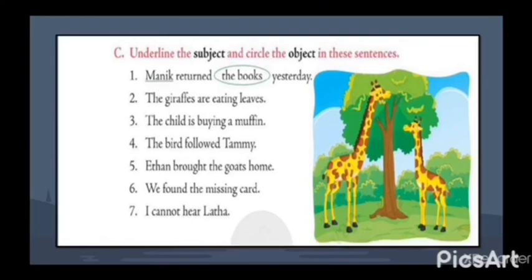Ethan brought the goats home. So who brought the goats home? Ethan. And the goats is your object. We found the missing card. We, subject, and the missing card is your object. I cannot hear Latha. So I is the subject and Latha is the object.